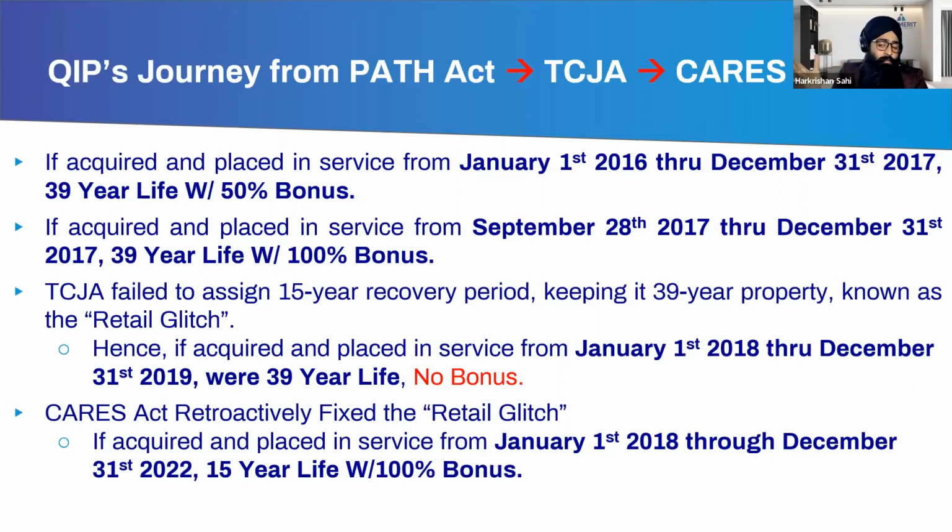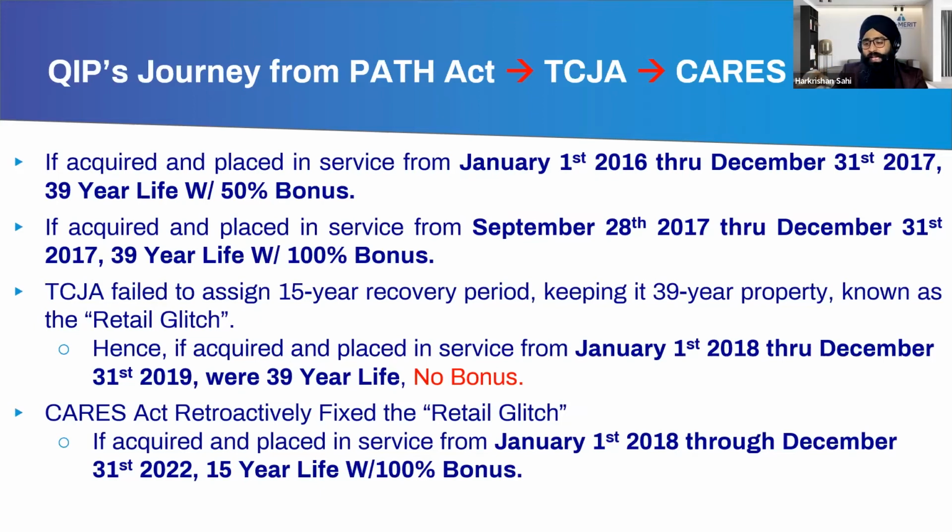But then people were expecting, hey, when the Tax Cuts and Jobs Act came around, the QIP would be fixed to 15-year, what it was originally supposed to be. They never did. They did not assign 15-year, they kept it 39-year, which is also known as the retail glitch. But now they even reversed the position, saying that anything going forward from January 1st, 2018 to December 31st, 2019 was 39-year life with no bonus.